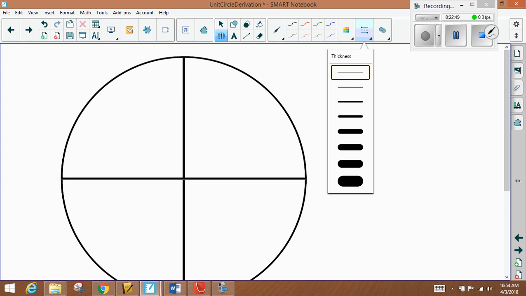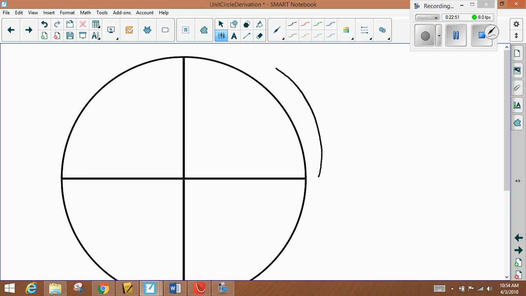Whenever we're going around the unit circle, we always go counterclockwise, all right? We start at 0 degrees, because of the way they set it up, I'm not sure why. And we move on, and we keep going.